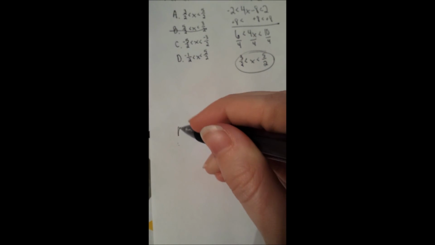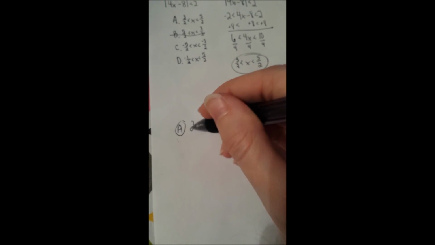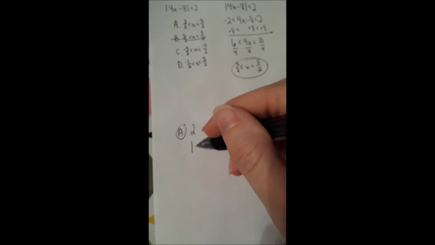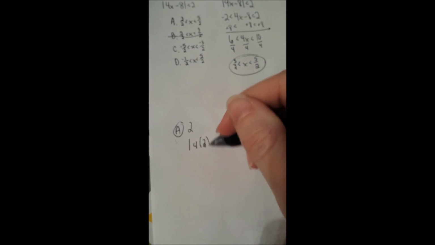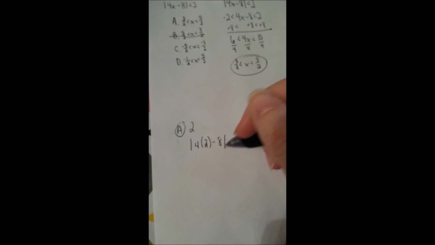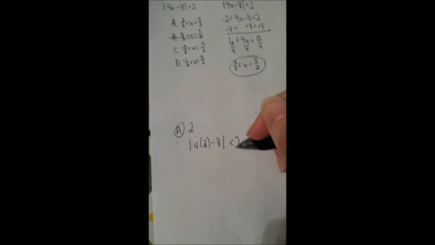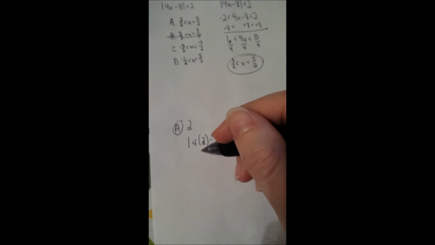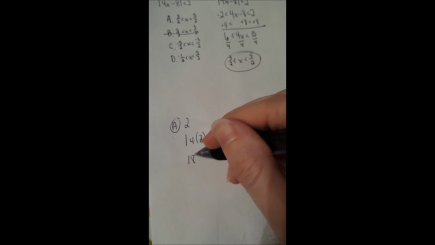First, we'll test an x value for answer choice A. Let's test an x value like 2. It's the easiest number to test between 3 halves and 5 halves. When you plug 2 into the absolute value inequality, you should get the absolute value of 2 times 4 minus 8 is less than 2.